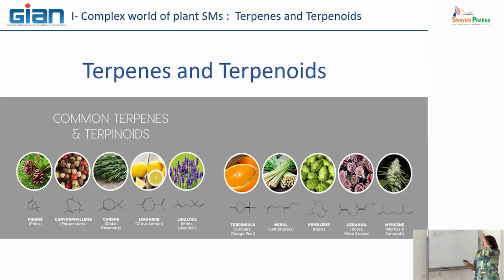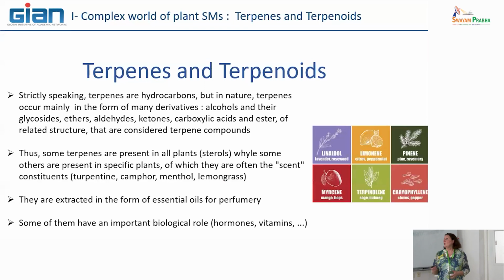So, strictly speaking, terpenes are hydrocarbons, okay, but they can be modified by alcohol, glucose, which means sugar, or other modifications to produce ether, aldehyde, ketone, carboxylic acid, and ester. I don't know if you are familiar with this type of classification of chemical molecules. Perhaps not all.